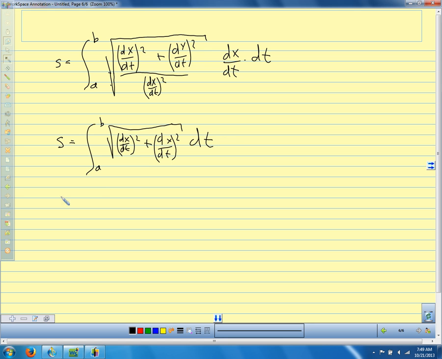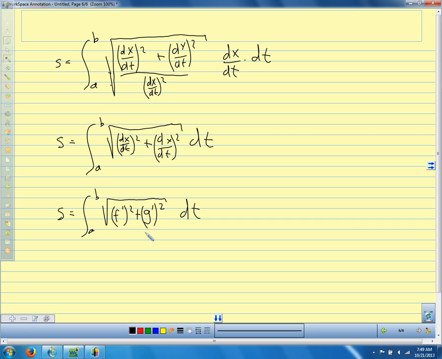And I can write that just as a shorthand. S equals the integral from a to b of the square root of f prime squared plus g prime squared dt. So this is our arc length of our curve on the interval from a to b when our curve is represented by x equals f of t and y equals g of t.